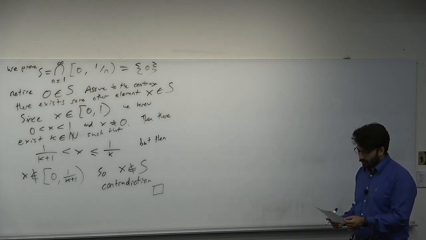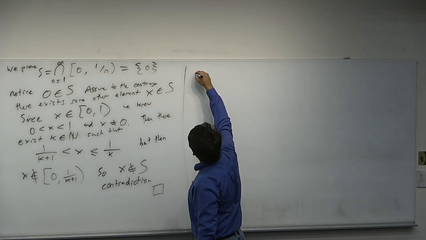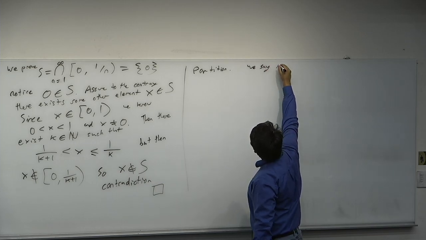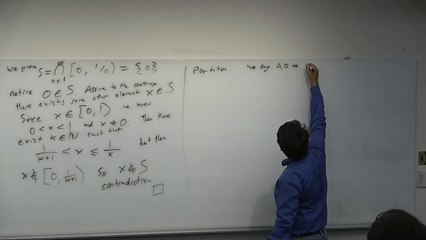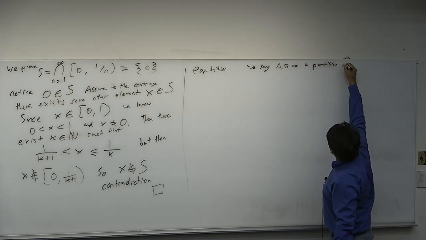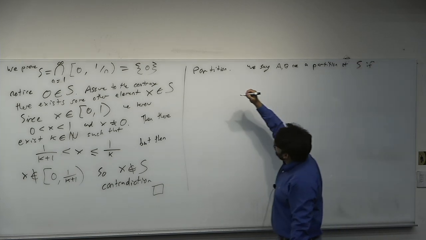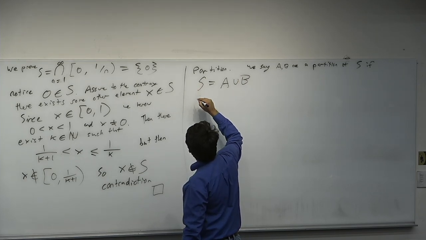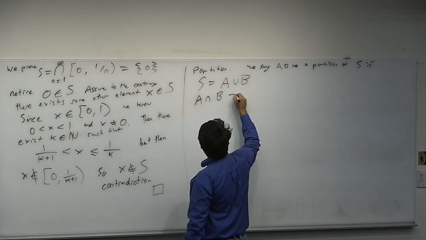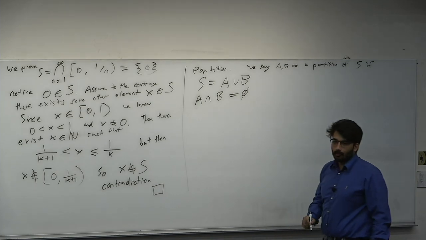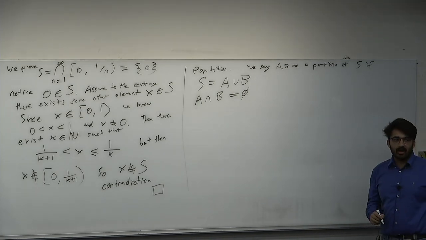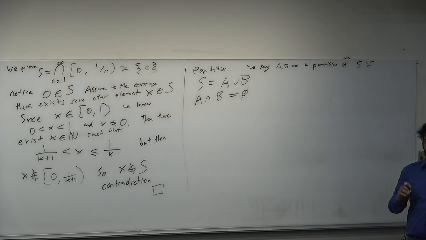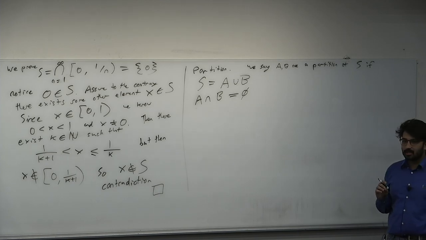Okay, let's talk about the next topic, which is a partition. We say A, B are a partition of S if S is equal to A union B and A intersect B is equal to the empty set. So a partition you can think of as a way to break up the set S into subsets of S such that the union of those subsets creates back the whole set and that each partitioned piece is disjoint.